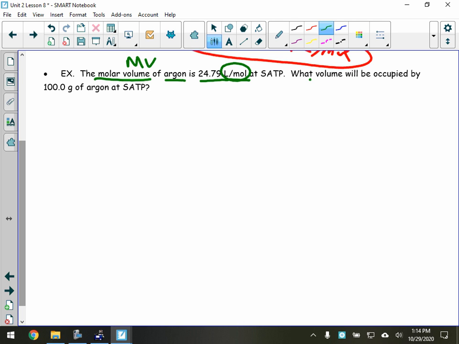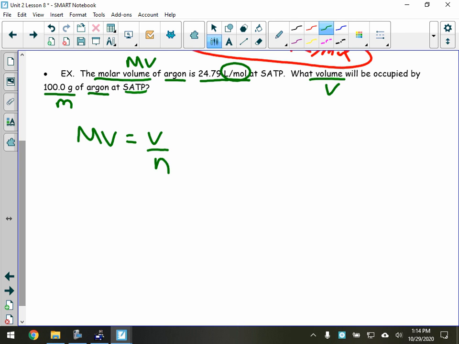What volume will be occupied? This is a mass, and of course I've got this argon at SATP. There's a lot of information here, okay? What formula do you think we should use? Again, the key word here is molar volume, so probably something to do with that. And of course, what am I looking for? Volume. So which one do I want to use now? V over N would probably be a better option.